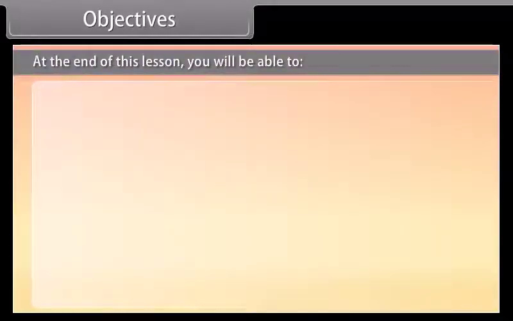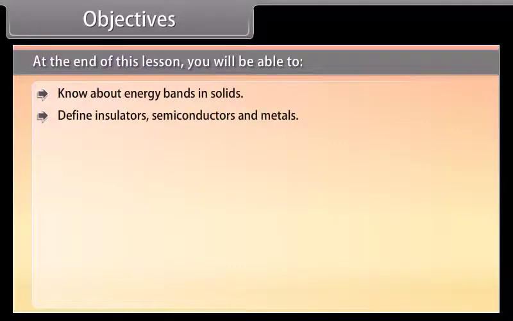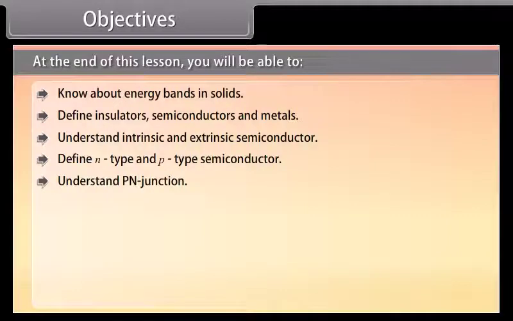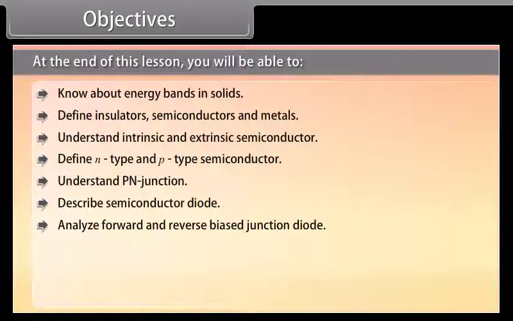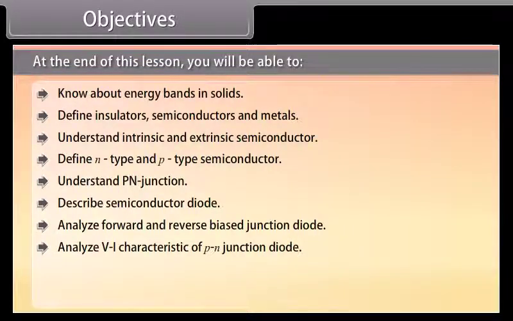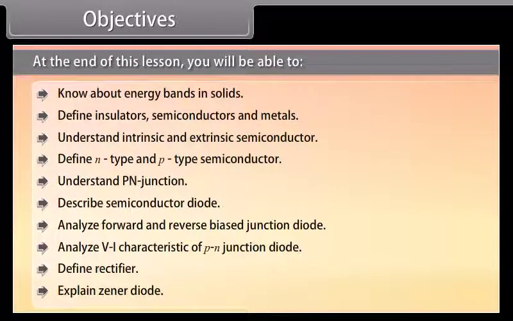Objectives. At the end of this lesson, you will be able to know about energy bands in solids, define insulators, semiconductors and metals, understand intrinsic and extrinsic semiconductors, define N-type and P-type semiconductors, understand the PN junction, describe the semiconductor diode, analyze forward and reverse biased junction diode, analyze the VI characteristic of the PN junction diode, define rectifier, and explain the Zener diode.